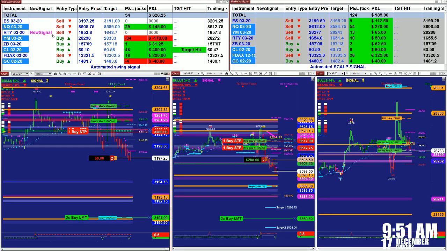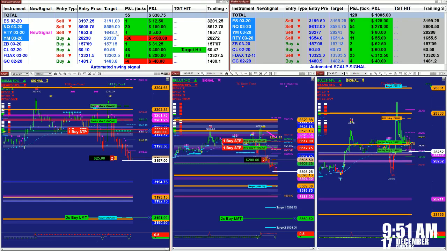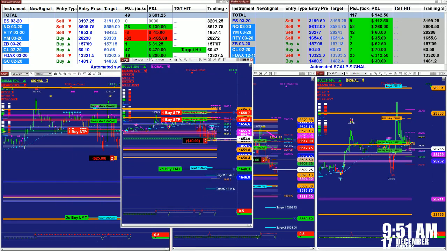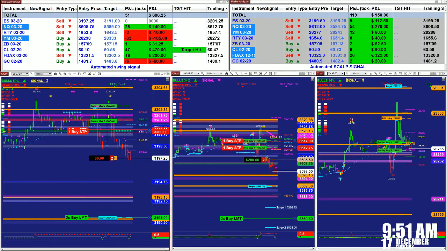Russell new signal: sell 1653 and target 16487. And then the auto trade fires the trade automatically. You can use fully automated or the ATM strategy, but I personally like the ATM.